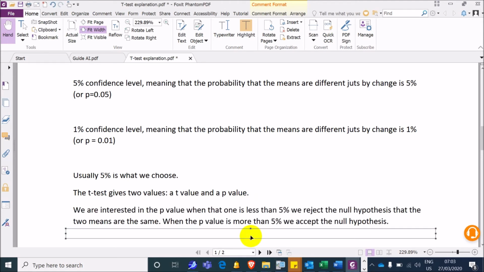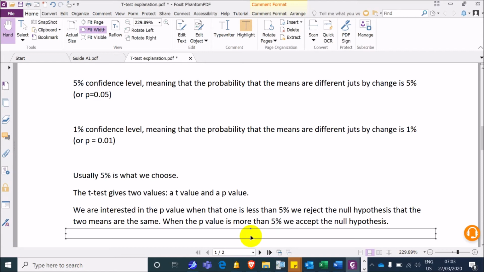As I say, for the 5%, if the p-value you get from the t-test is less than 5%, we reject the null hypothesis. If it's more, we accept. So if it's more than 5%, the means are the same in our conclusion, or at least we cannot say they are different. But if it is less than 5%, under the 5% confidence level, we can say the means are different.